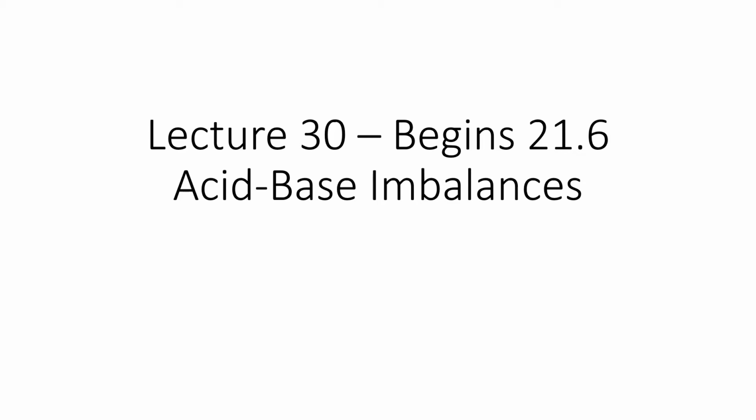You should first of all know that in terms of the pH of arterial blood, the pH of blood in the arteries, the normal pH range, as you're seeing, is 7.35 to 7.45.